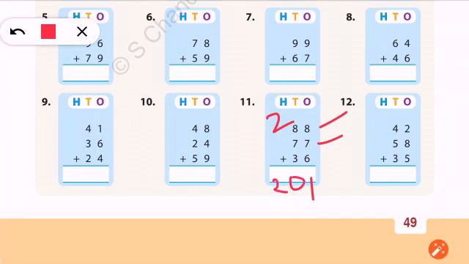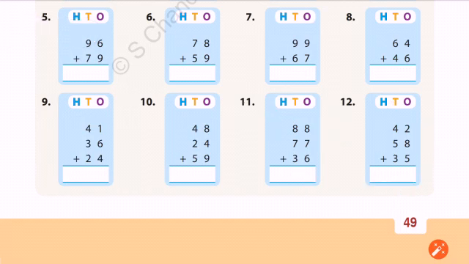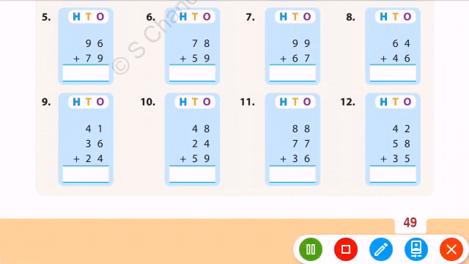Okay. Next question. 2 plus 8 is 10 and 10 plus 5 is 15. So 5 will be here and 1 is carry. Now 4 plus 5 is 9. 9 plus 3 is 12. 12 plus 1 is 13. So these questions you have to do in your copy very nicely and accordingly. Okay. Just practice every question one by one.